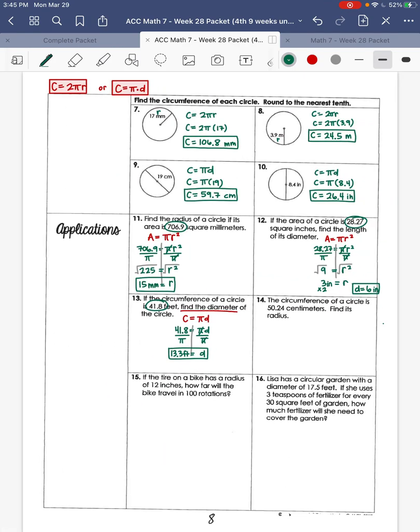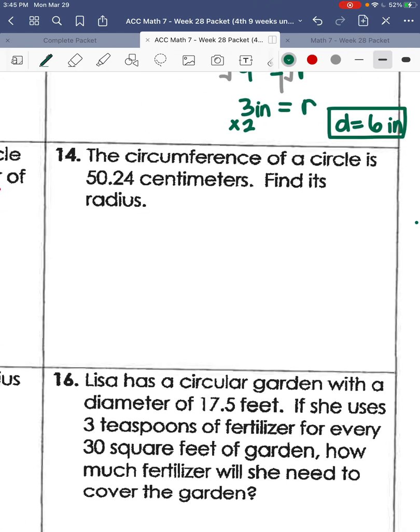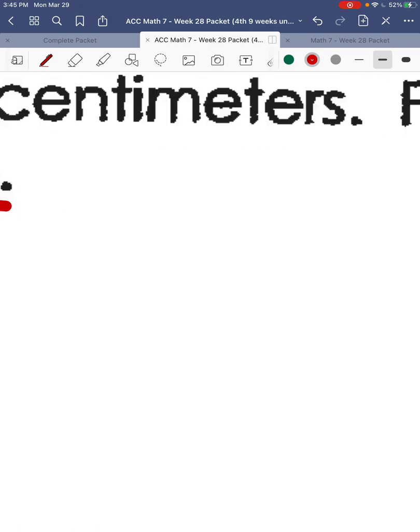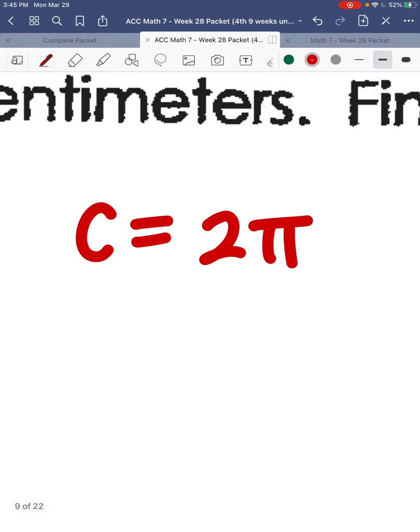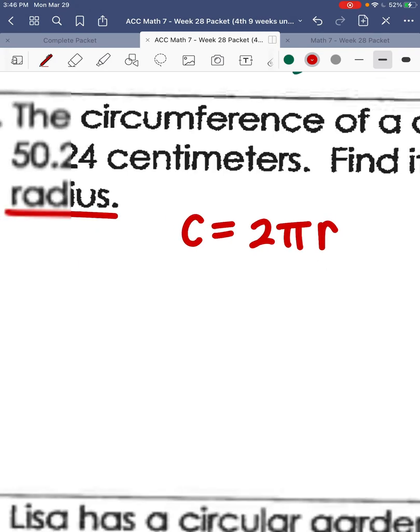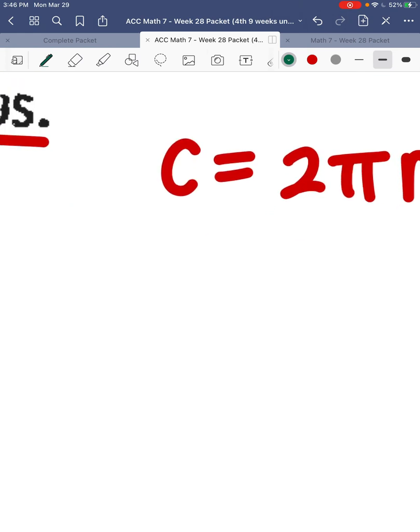Okay, moving on to number 14. The circumference of a circle is 50.24 centimeters. Find its radius. So this time, because we're trying to find the radius, it makes more sense to use our second formula, C equals 2 times pi times r. Okay, now we're told that the circumference is 50.24, so I'm going to plug that in for C.